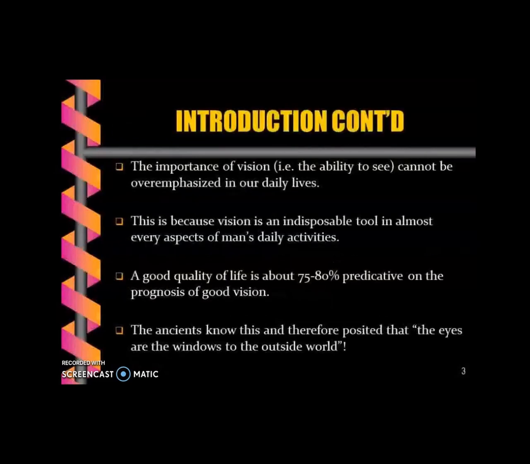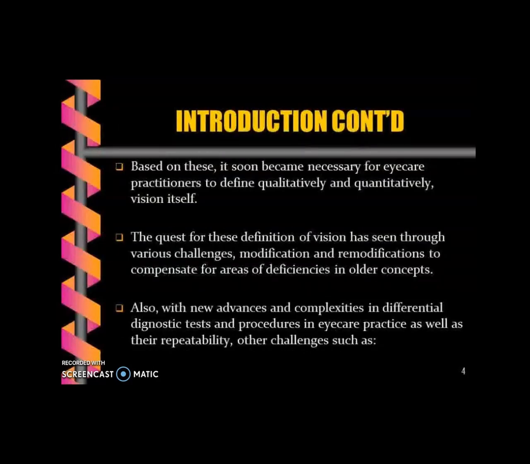Introduction. The importance of vision, that is, the ability to see, cannot be overemphasized in our daily lives. This is because vision is an indispensable tool in almost every endeavor. A good quality of life is about 75 to 80% predicated on a prognosis of good vision. The ancients knew this and therefore posited that the eyes are the windows to the outside world. Based on this, it soon became necessary for eye care practitioners to define as well as quantify vision itself.